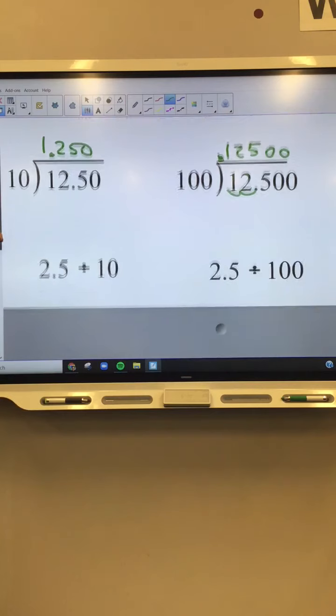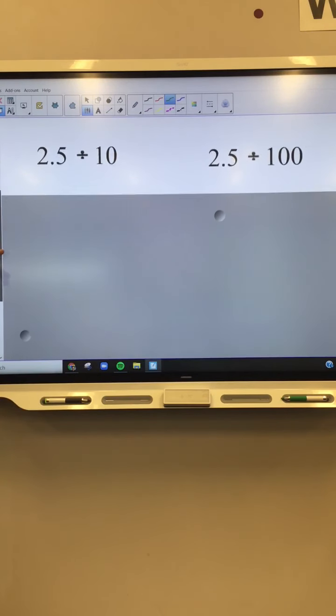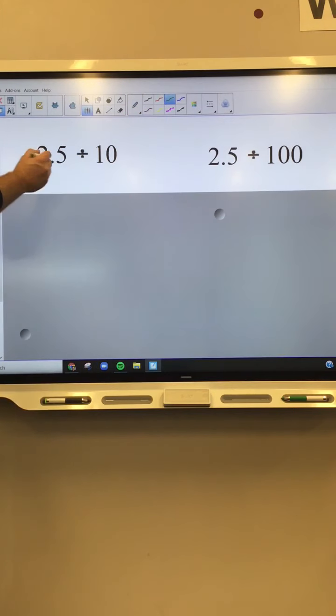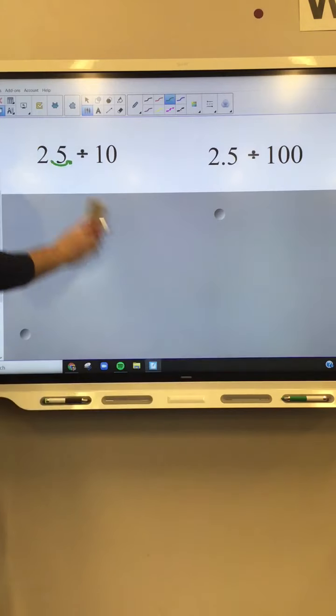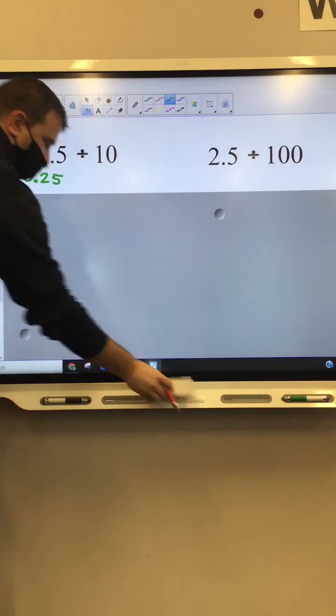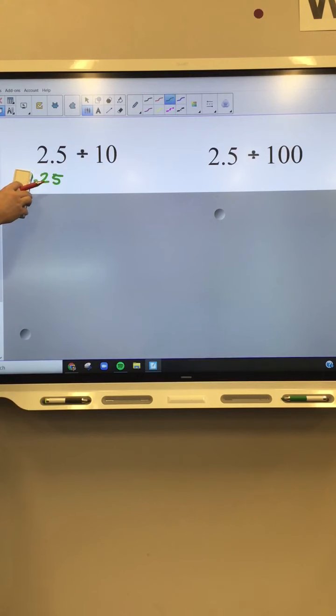All right, so let's talk about these. 2.5. If I took 2.5 and multiplied it by 10, I would have 25. But I'm not multiplying by 10, I'm dividing by 10. So what do I end up with here? Yeah, 0.25. By the way, if we're starting with a decimal, we usually do want to have a 0 up front to show we have 0 whole things before the decimal.